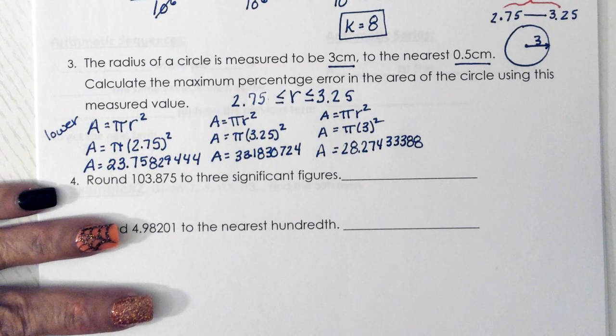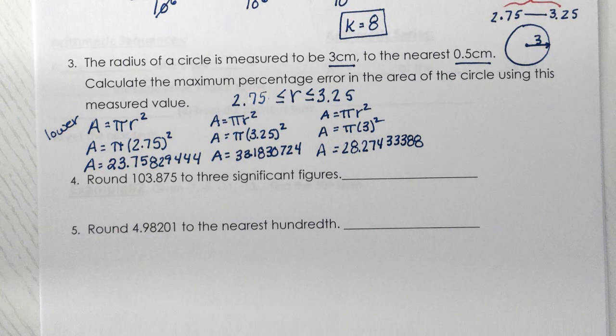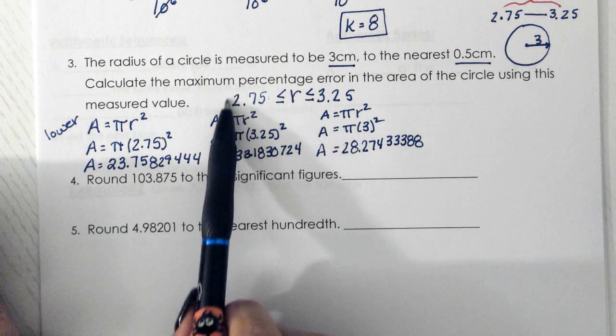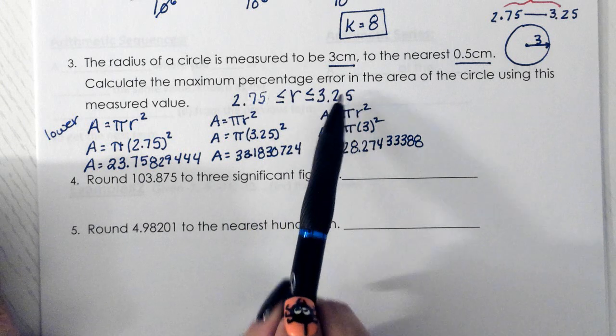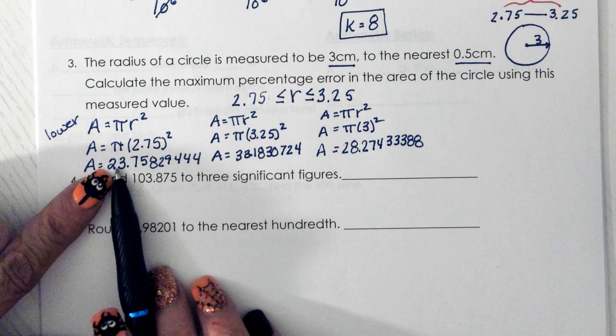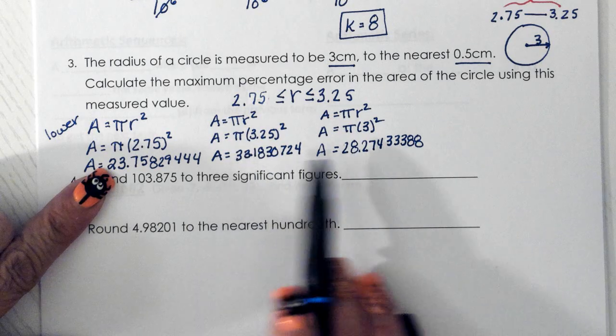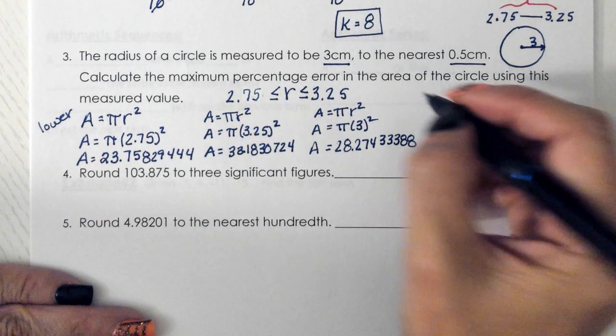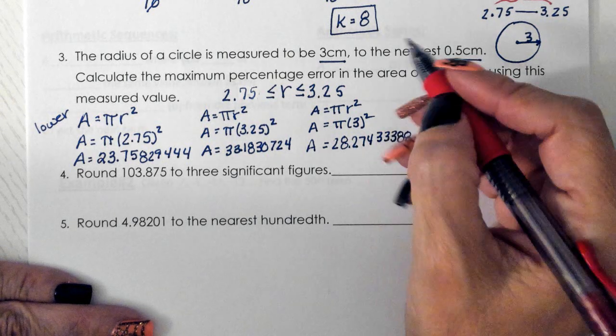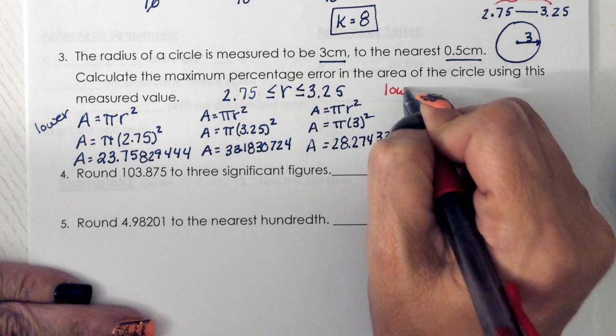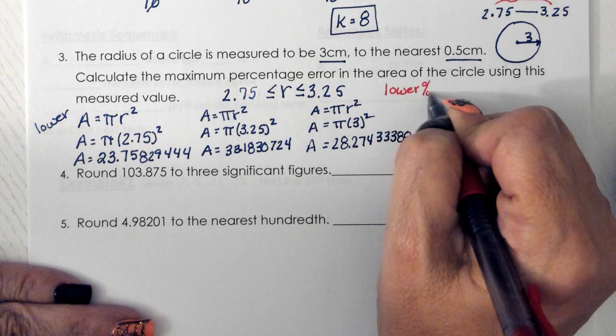Okay, so the largest percentage error for this estimate of the area of the circle is going to occur at one of those boundaries. I don't know if the bigger percent error is going to be here or here. The lower bound had 23 and the actual was 28. The upper bound had 33 and it could go either way. So let's do this. I'm going to change colors and find the lower percent error.